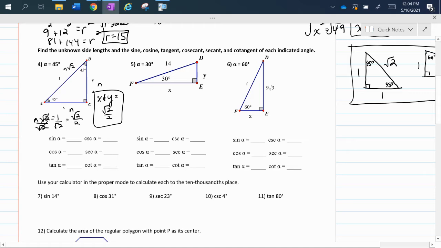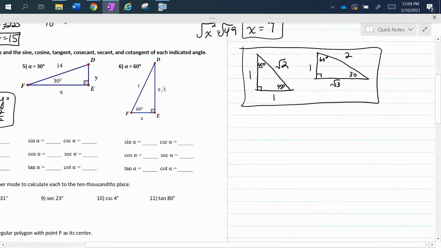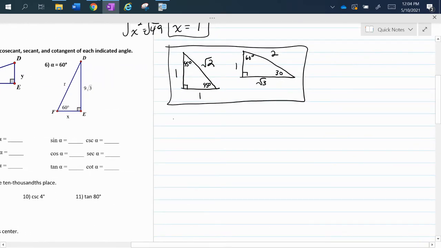And so we remember the sine, the cosine, the tangent ratios. Let's go over to the side and make that note. The sine of an angle is the opposite over the hypotenuse, and the cosine of an angle is the adjacent side over the hypotenuse, and the tangent of an angle is the opposite side over the adjacent side.